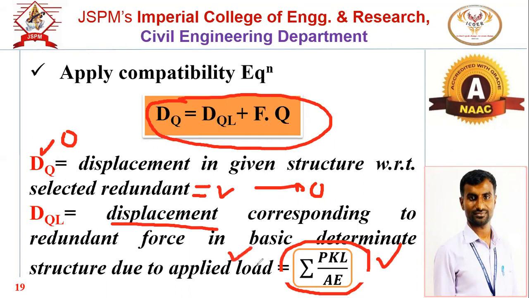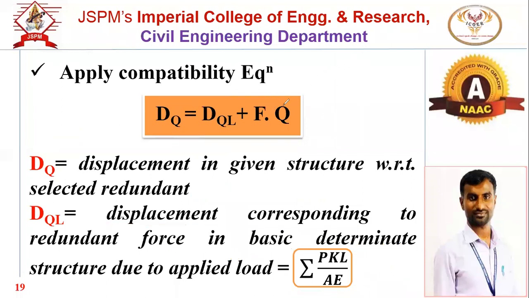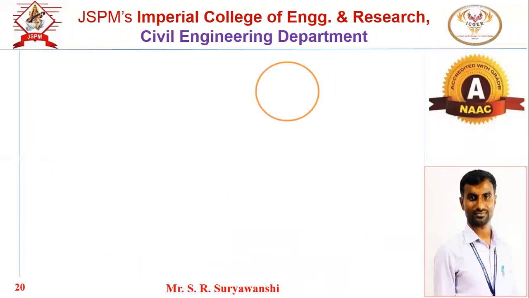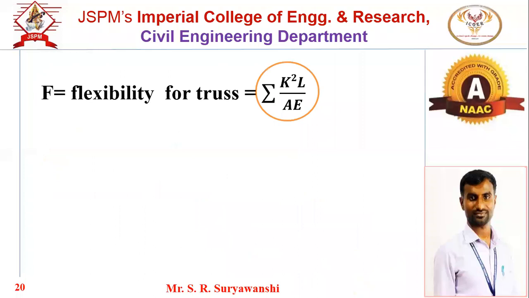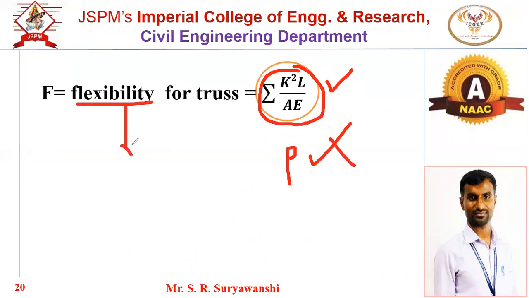Now from the knowledge of SA1, we know that deflection or displacement is given by the formula summation PkL divided by AE. Next is F, and Q is the redundant unknown that we have to find out. Now this flexibility of truss is given by the formula summation k square L divided by AE. In this particular formula, we have not considered the P force. Why? Because this flexibility stands for the displacement due to the unit force.